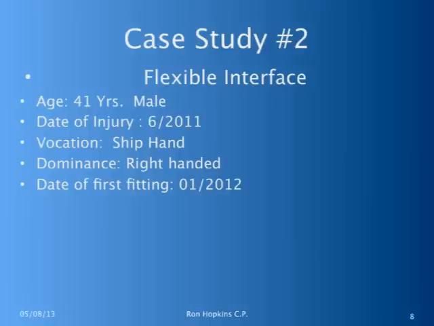Case number 2. 41-year-old male. His date of injury was last year, the June of last year. He's a ship hand, and his dominance is right-handed, and the date of fitting was 2012. Let me give you a little background on this guy. Interestingly enough, he was down in the machine room, and he was down there in the dark, and they have this huge fan that cools the equipment. And there was a power failure on one of the control slots. So the captain sent him down to reset this circuit breaker.